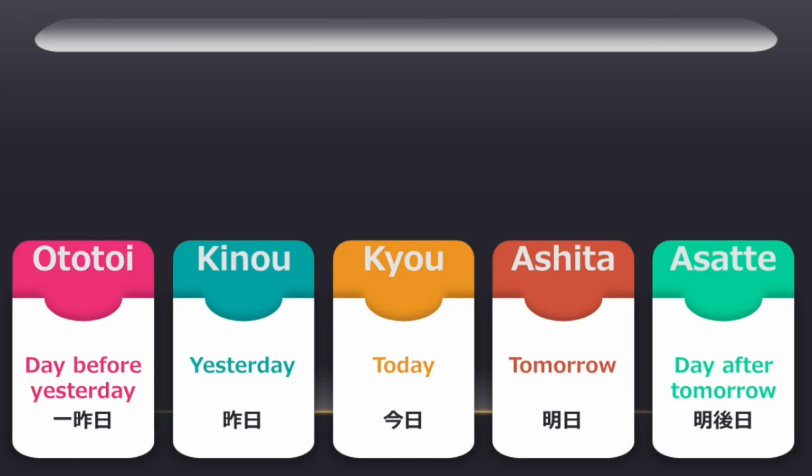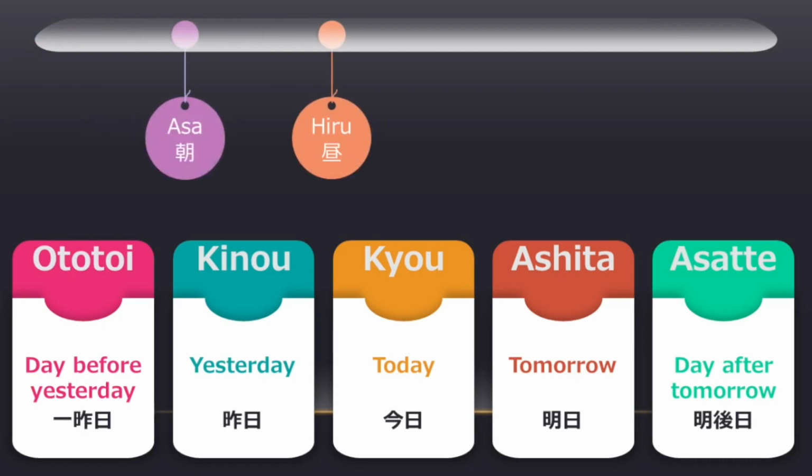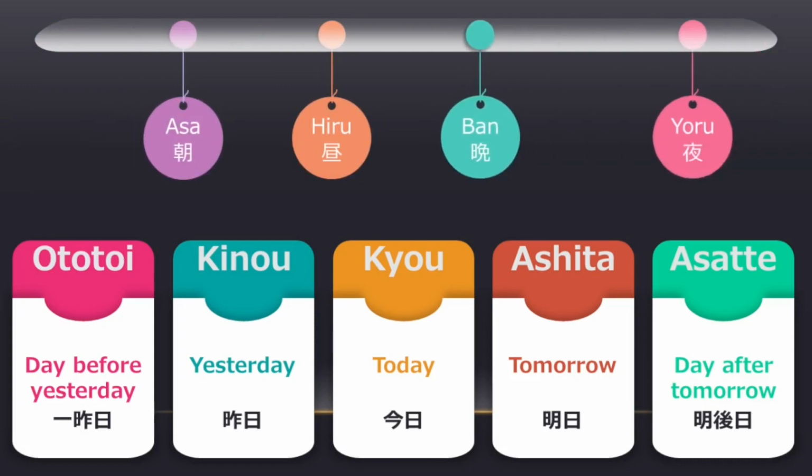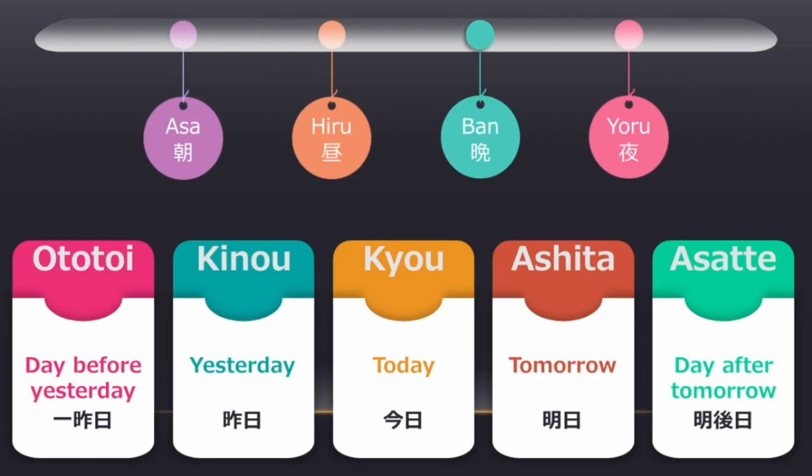Next, let us see the words which are related to the time of the day. Asa is morning, hiru is noon, ban is late evening. You can consider the word ban as the period after the sun has set and until it has become dark enough to be called yoru. In fact, for evening, another word called yugata is used. Don't worry, you will learn about this word later on. For the time being, please remember the word ban, which means late evening. Many of you would have heard of konbanwa, which actually means good evening. The next word is yoru, which means night.